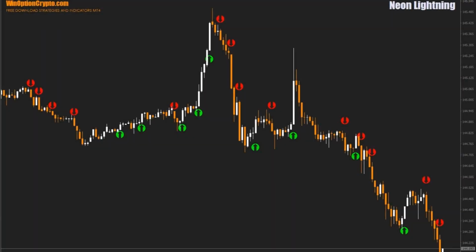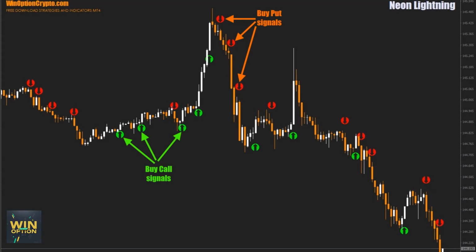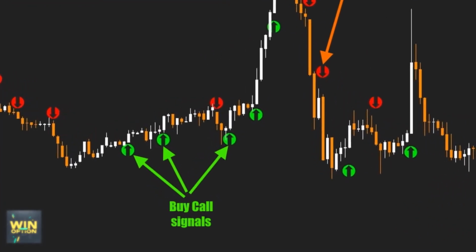As you can see on the screen, the strategy signals are displayed as arrows. An arrow on a red background signals the purchase of a put option, and on a green background, the purchase of a call option. At first glance, everything looks simple and intuitive. However, in real trading, everything is not so clear.